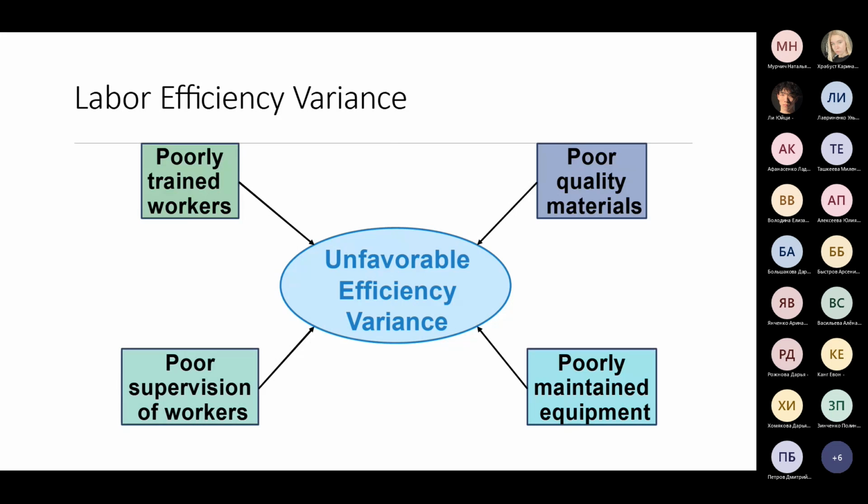So if we are speaking about labor efficiency variance, it's not always about employees. It's not always about management of those employees or supervision of those employees. It may also take into account different issues like poor material quality, poorly maintained equipment, and many others.